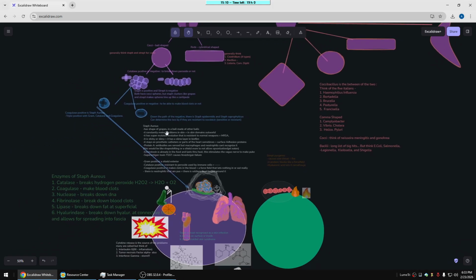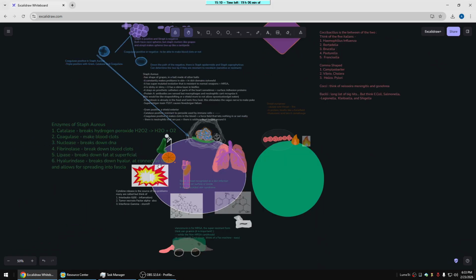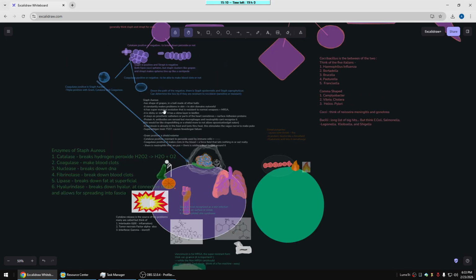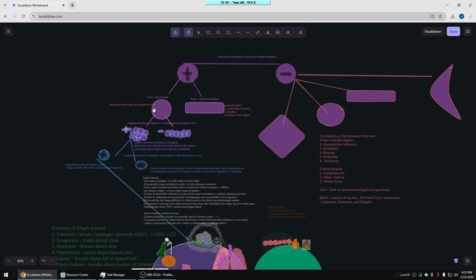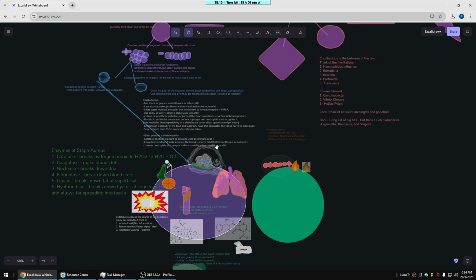For Staph aureus though, just to break something else down. So Staph aureus, like I said, is grape shaped, so it's a ball. It makes up a larger buildup of balls. That's the general way to remember everything about Staph aureus. So it's gram positive, catalase positive, also ball shaped, easy, a ball made of balls.